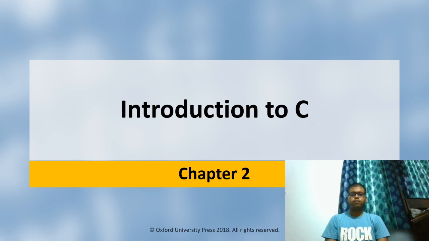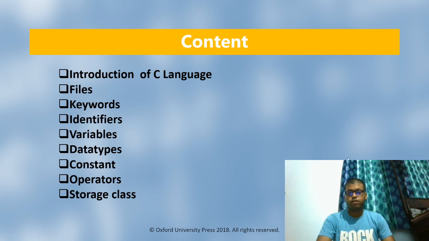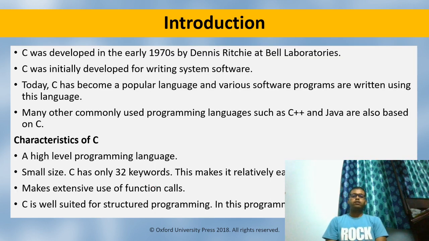This is chapter 2, which is Introduction to C. The content is: Introduction to C language, and thereafter we will discuss files, keywords, identifiers, variables, data types, constants, operators, and storage class. Now coming to the introduction to C. C was developed in the early 1970s by Dennis Ritchie at Bell Laboratories. We are already familiar with Dennis Ritchie and Bell Laboratories. Initially it was written for system software, and after that it has been used as a programming language.